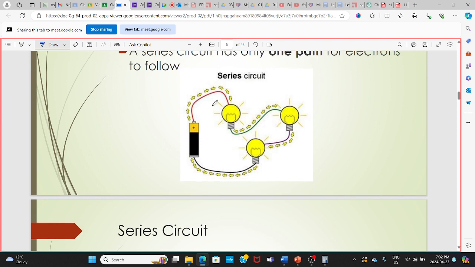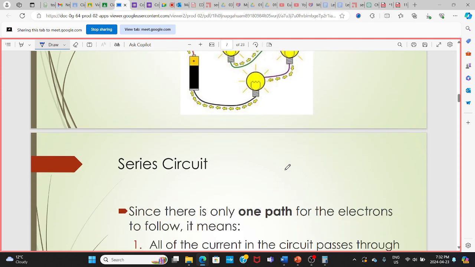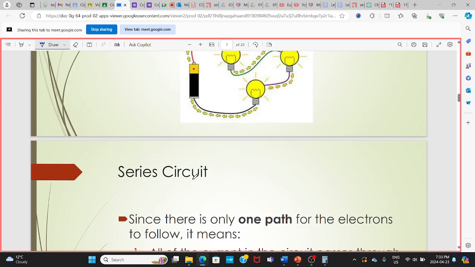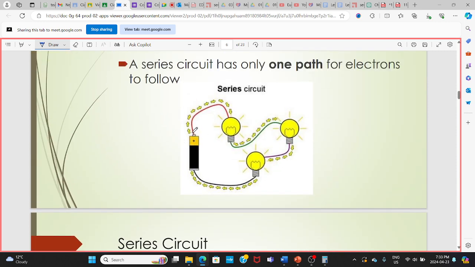Okay, what that means, electron comes, actually this is a positive charge, right? Conventional current coming from the positive port in and it's passing through the first bulb, then second bulb, then third bulb, and goes back to the battery. So the electron is just taking one path and going through all of these light bulbs. That's why this is series, right? The energy from the battery must be distributed among all of the loads in the circuit. So since the energy, this voltage provided here, we call it total voltage, right?